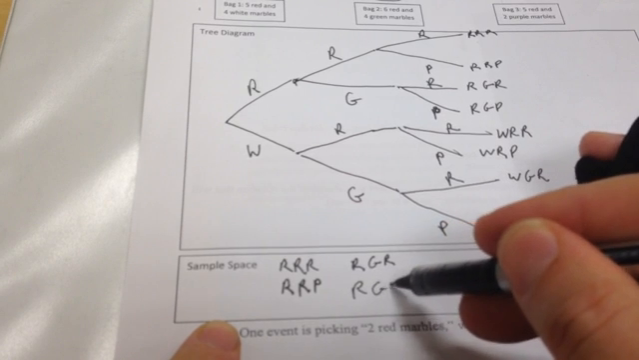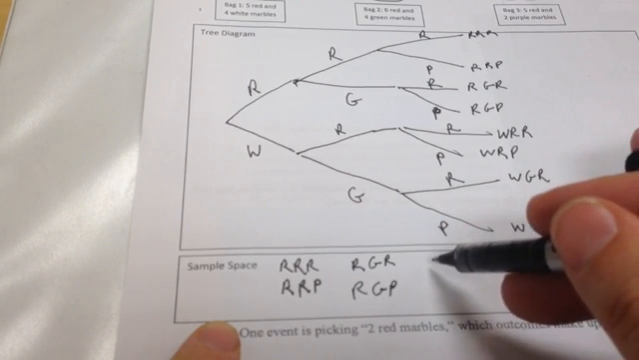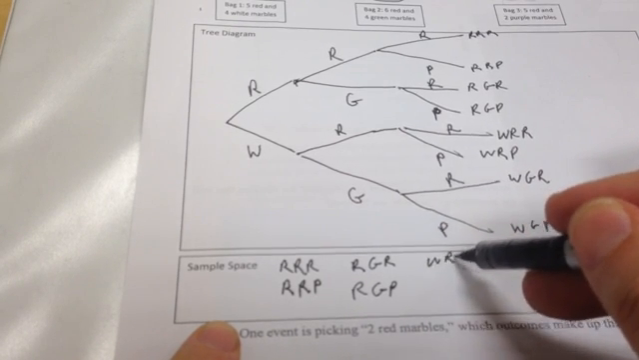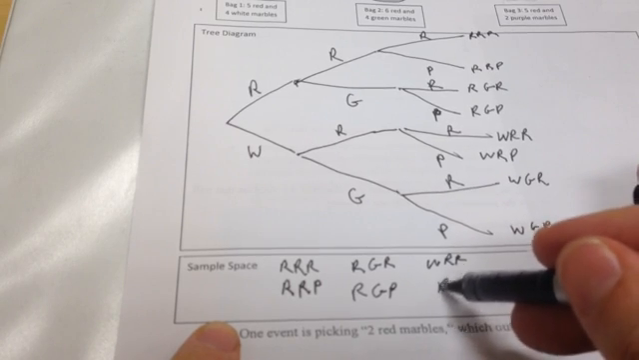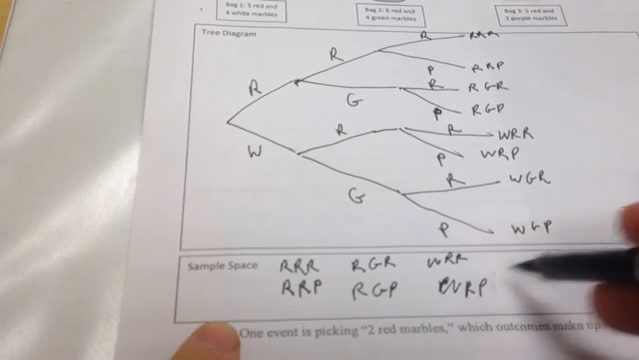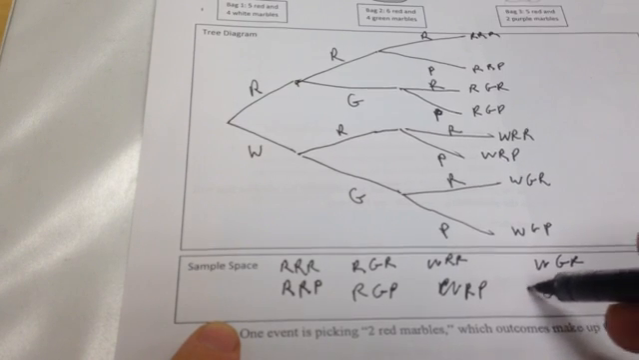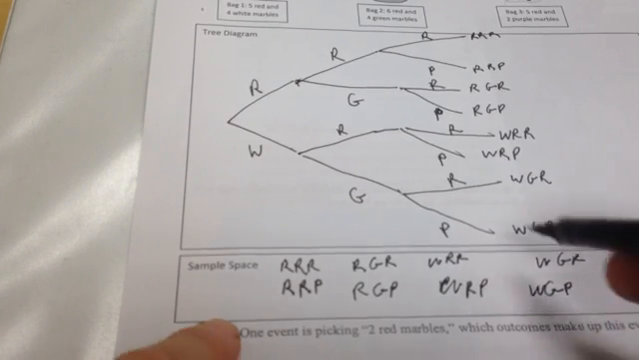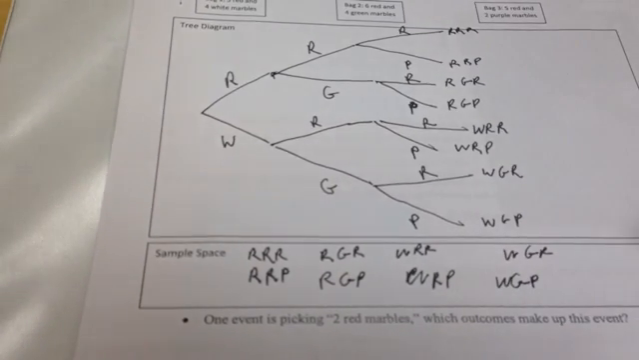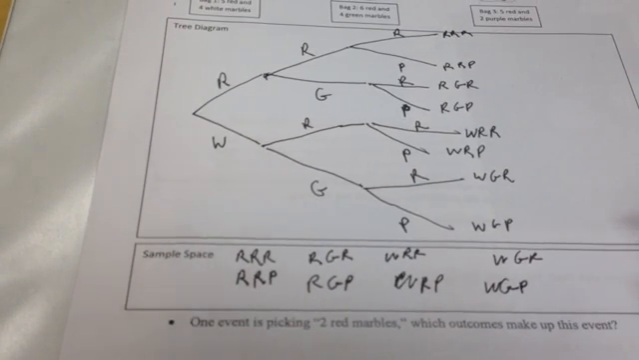Hopefully I won't make any mistakes. And white, red, red, white, red, purple, white, green, red, and white, green, purple. So those are all the possible outcomes. They are not necessarily equally likely.